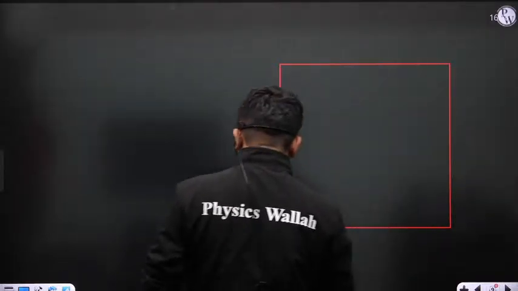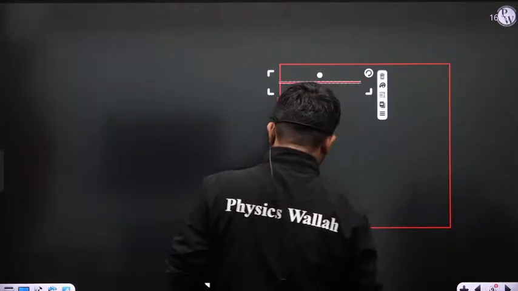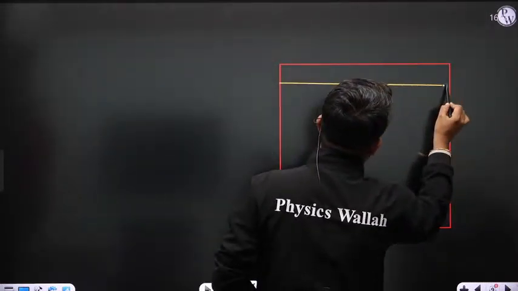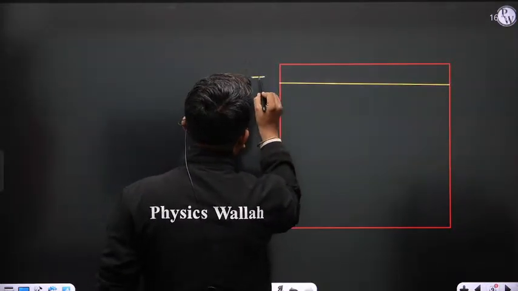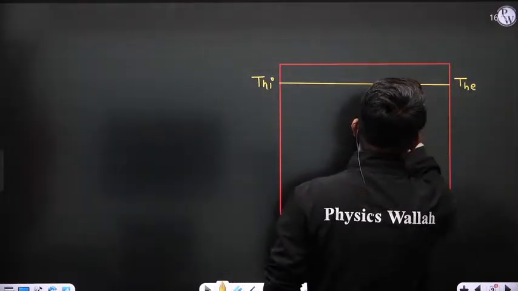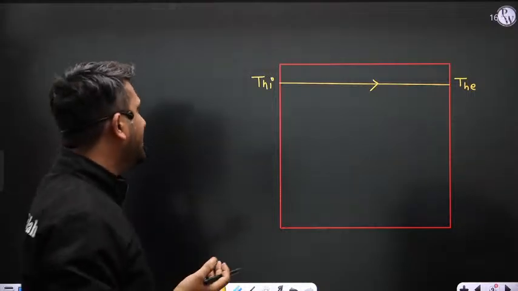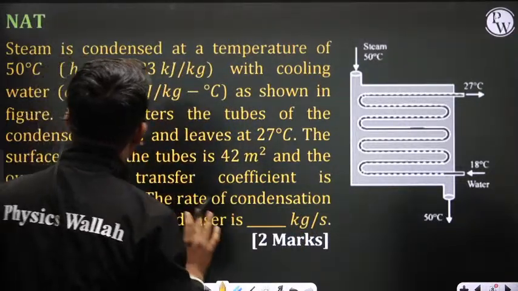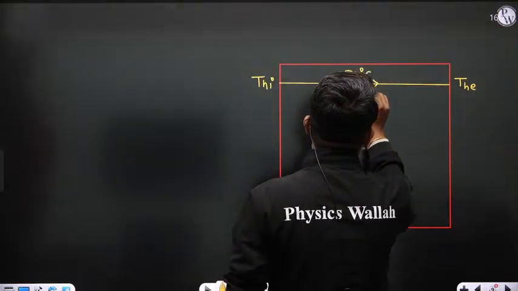So your steam is condensed, correct? Steam is condensed. So see here, this is THI, the hot fluid inlet temperature, and this is the hot fluid exit temperature, right? Since steam is condensing, the hot fluid inlet temperature and hot fluid exit temperature will be the same, and that is given as 50 degrees Celsius. The saturation temperature is 50 degrees Celsius.